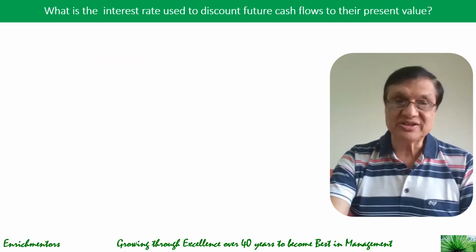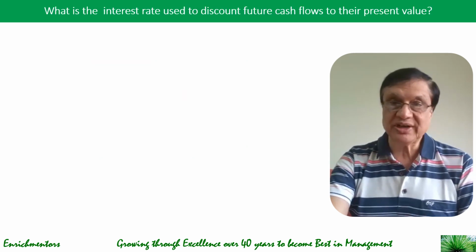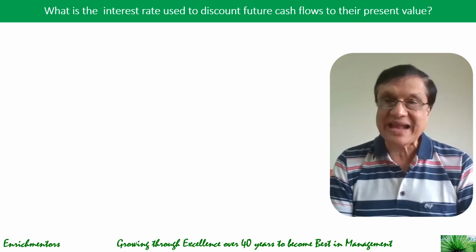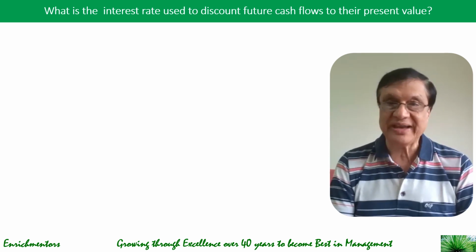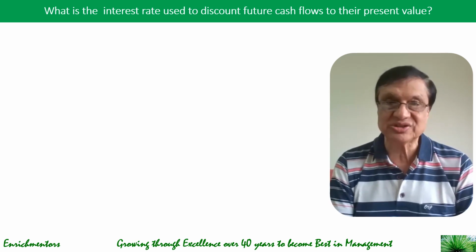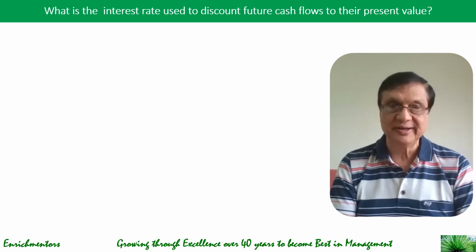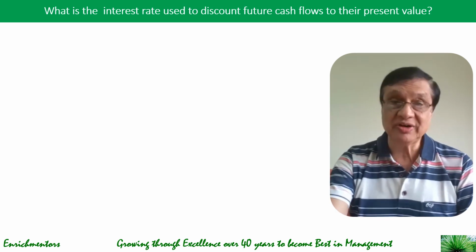It is the interest rate used to discount the future cash flows to the present value, and this is known as the interest rate. This rate reflects the time value of money, accounting for opportunity cost of capital, inflation, and risk associated with the cash flow. Now, how do you find the discount rate?